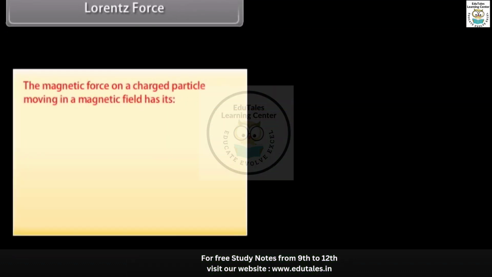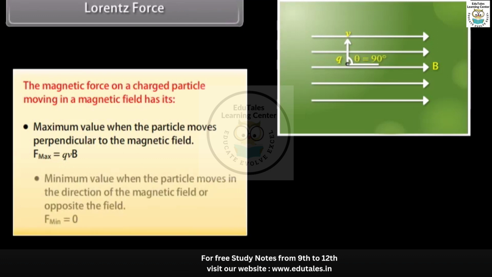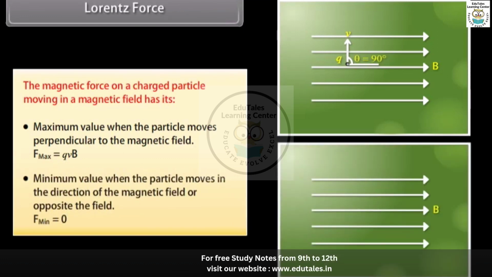The magnetic force on a charged particle moving in a magnetic field has its maximum value when the particle moves perpendicular to the magnetic field. F max = QvB. Minimum value when the particle moves in the direction of the magnetic field or opposite to the field. F min = 0.